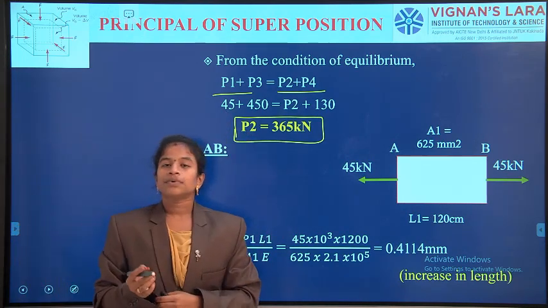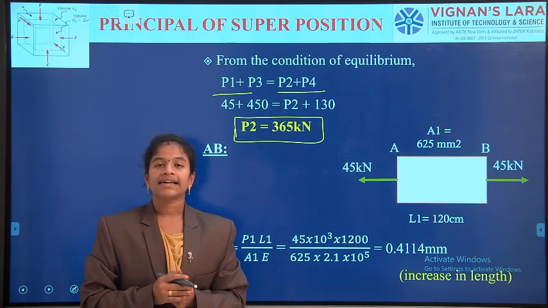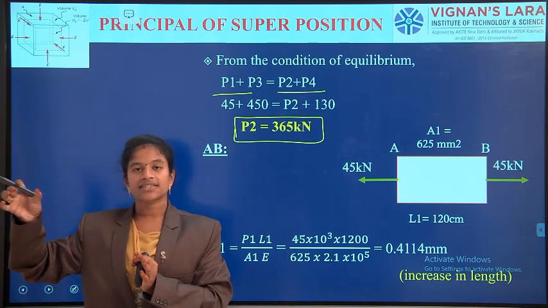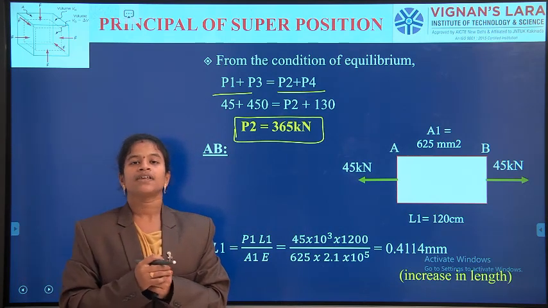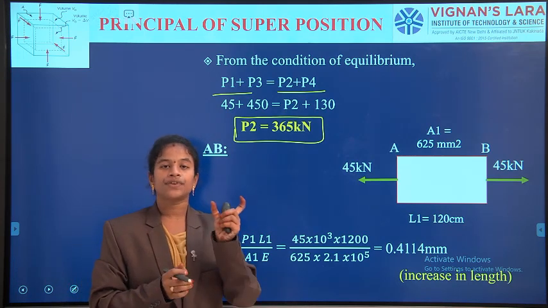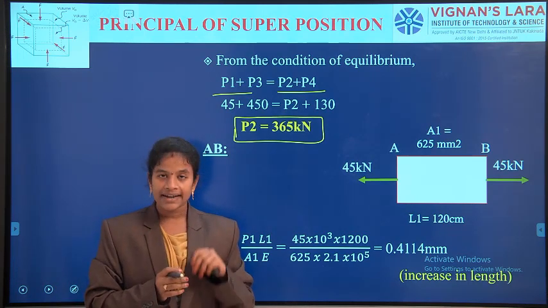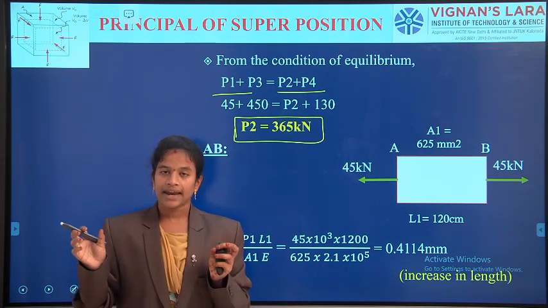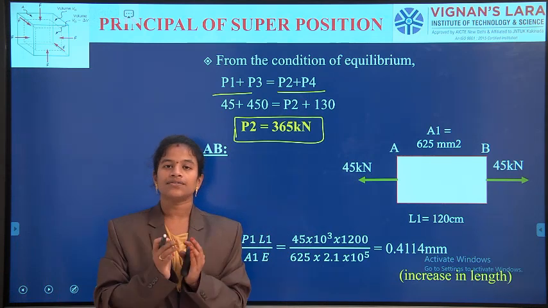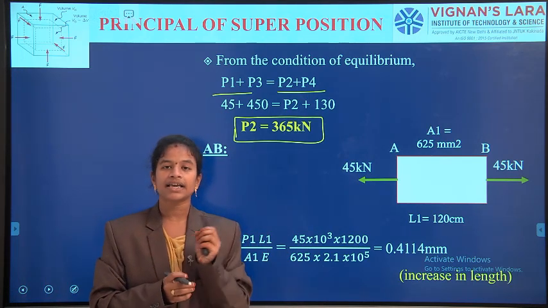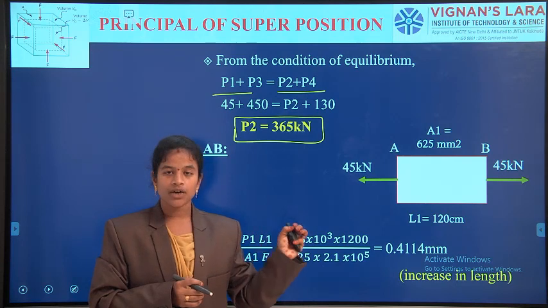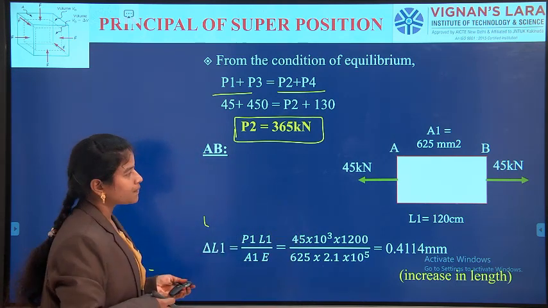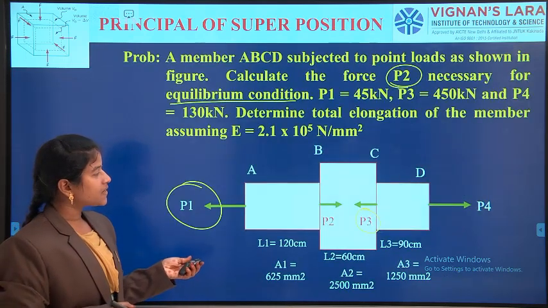Now, as per the principle of superposition, for calculating the final deformation of the body or the total extension or total deformation of the body, firstly we need to generate free bodies of each section, and then we need to calculate deformation of each section, and then we need to add up all the deformations for getting the algebraic sum of the deformation, which is equal to the overall or final deformation of the body. Okay. So for that I am separating the first segment.